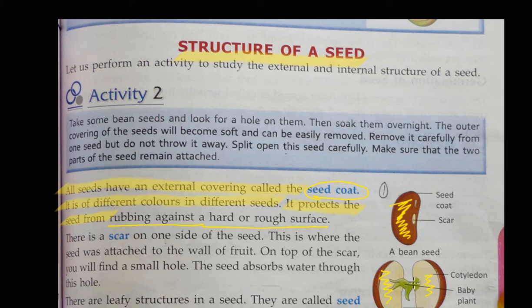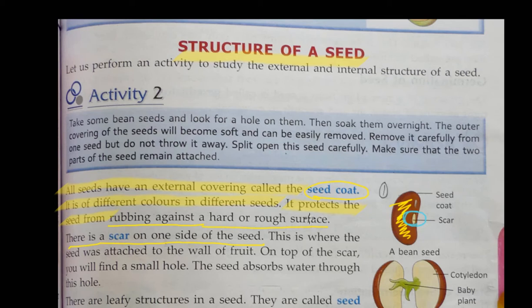I'll explain that in the coming sentences, but I'm telling you that. So this seed coat, what does it do? It helps protect the plant from rubbing against a hard or rough surface. There is a scar on one side of the seed. See, look at this. This is called a scar.